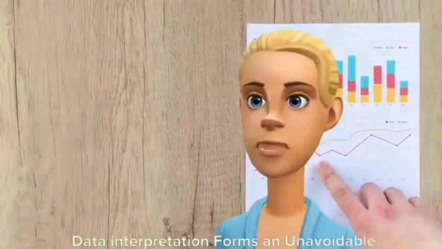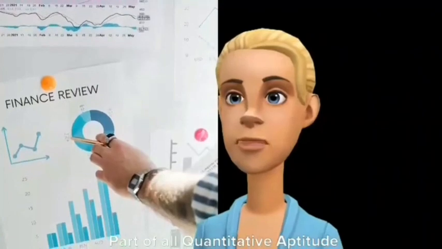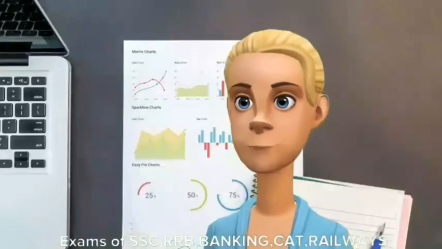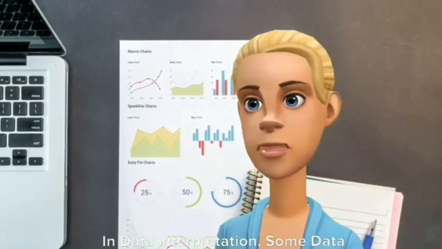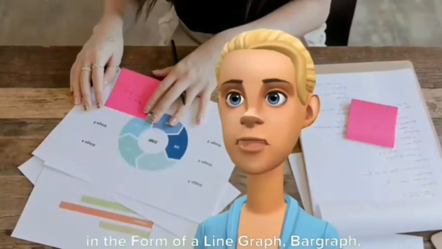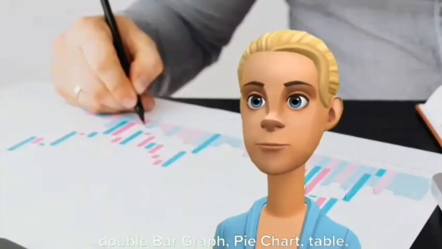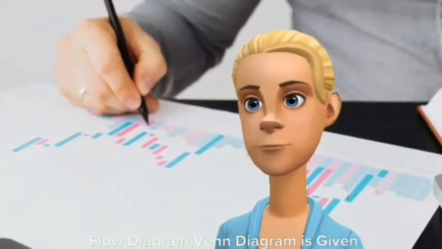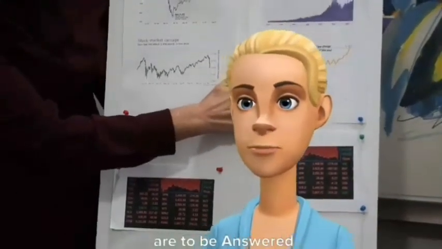Data interpretation forms an unavoidable part of all quantitative aptitude exams of SSC, RRB, banking, CAT, railways, etc. In data interpretation, some data in the form of a line graph, bar graph, double bar graph, pie chart, table, flow diagram, or Venn diagram is given. Based on the given data, some questions are to be answered.